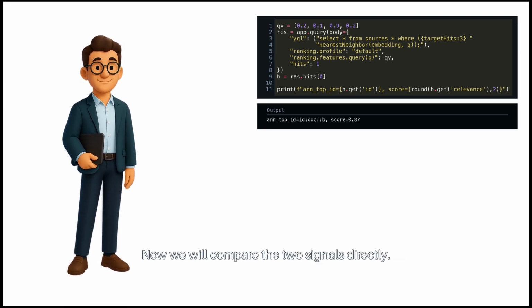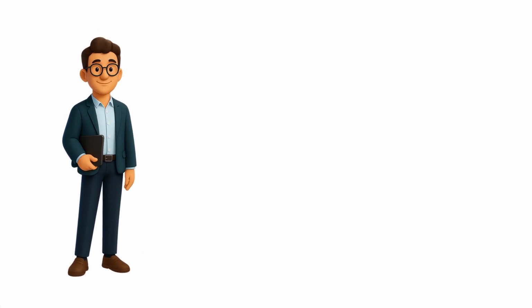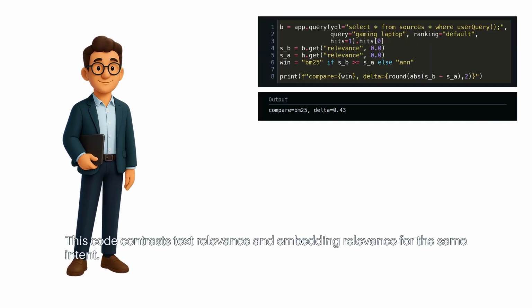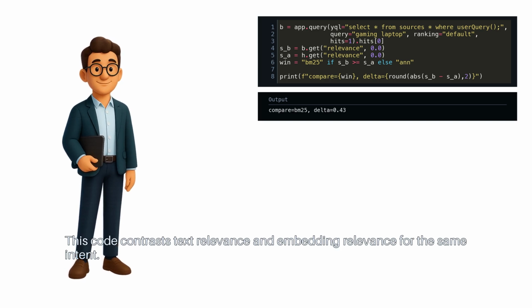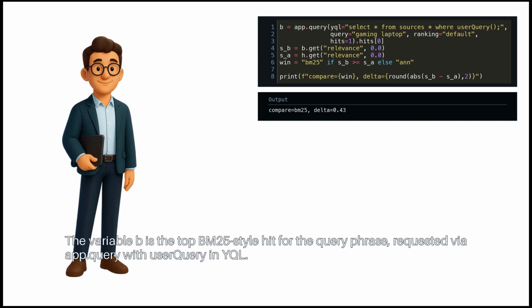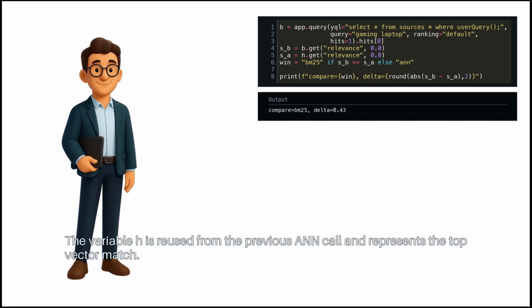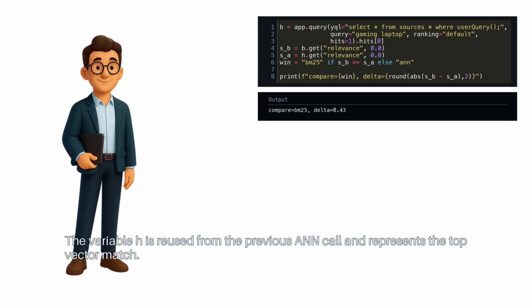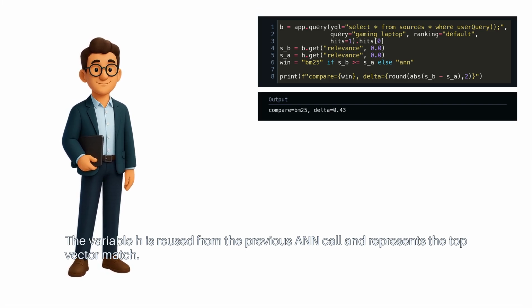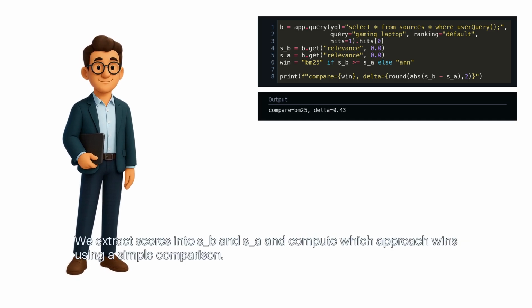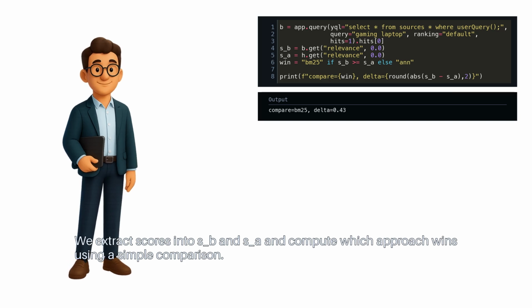Now, we will compare the 2 signals directly. This code contrasts text relevance and embedding relevance for the same intent. The variable B is the top BM25 style hit for the query phrase, requested via app query with user query in YQL. The variable H is reused from the previous ANN call and represents the top vector match. We extract scores into SB and SA and compute which approach wins using a simple comparison.